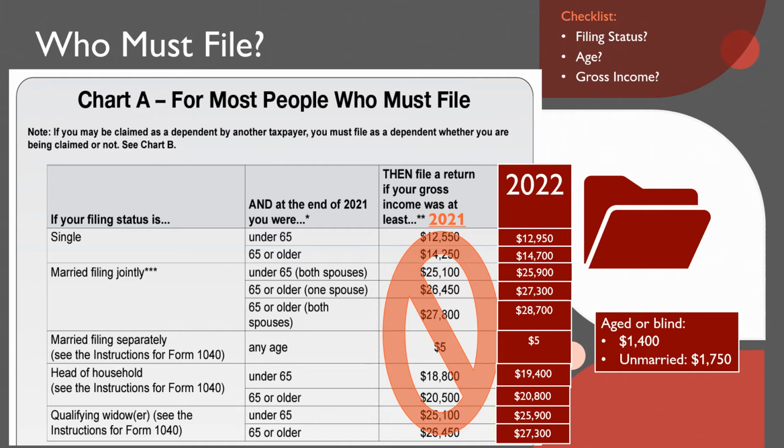As you can see on the chart, a single taxpayer must file a return if their gross income for 2022 was at least $12,950. If their gross income was $12,949 or less, they are not required to file a return. These gross income amounts are also the standard deduction amounts. This will be covered in future lessons. More information about filing status will also be covered in the next lesson.